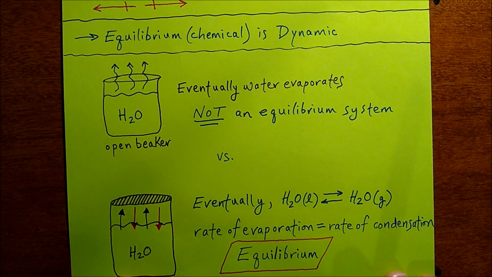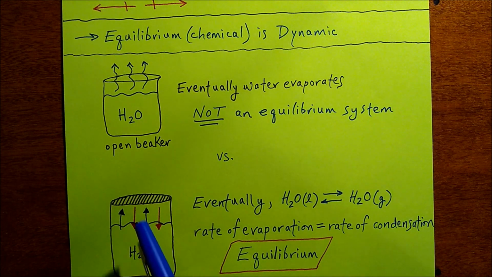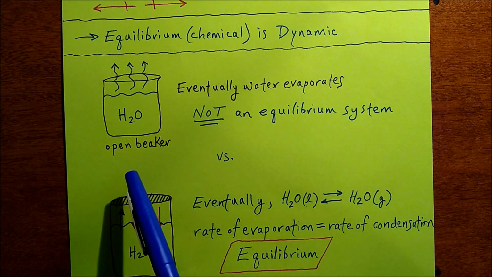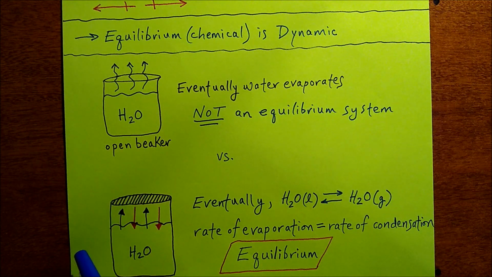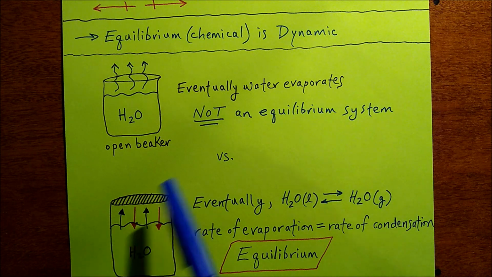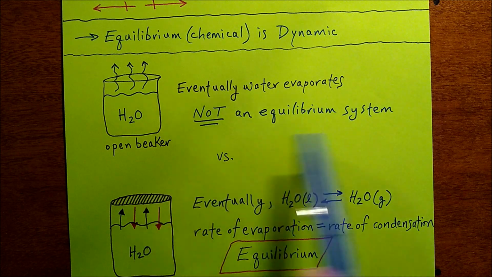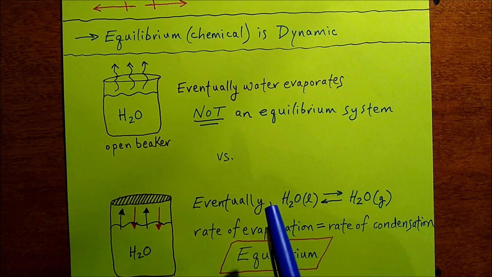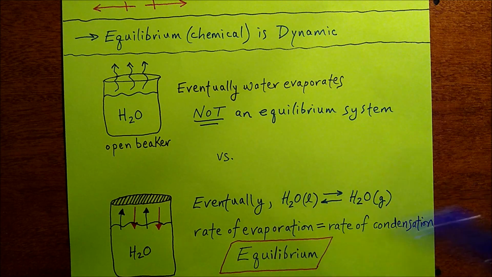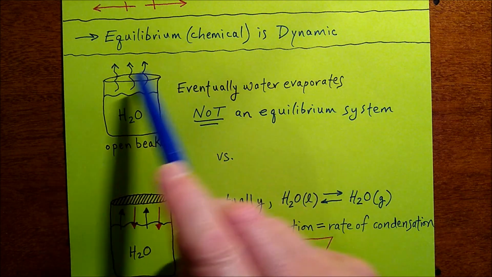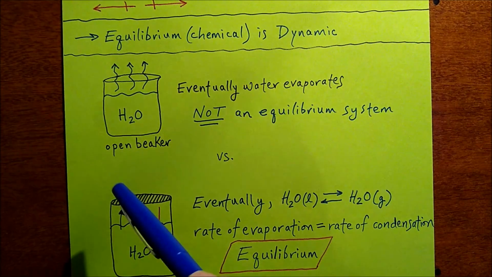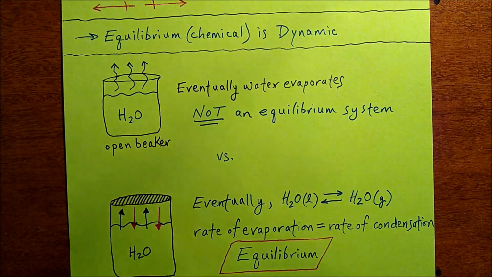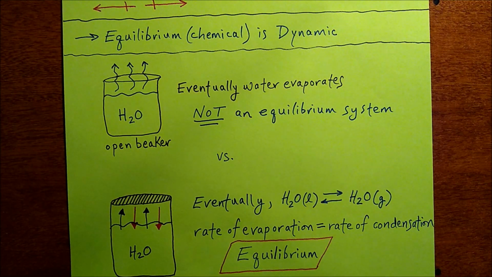So let's also imagine you have a beaker of water that's open to the environment. Well, we all know that the beaker of water would eventually evaporate. So that is not an equilibrium system. You would write just an arrow to the right. Liquid water gives you water in the gas phase. There's no backward reaction because there's no way for the gaseous molecules to come back into the liquid state. They just float away into the atmosphere.